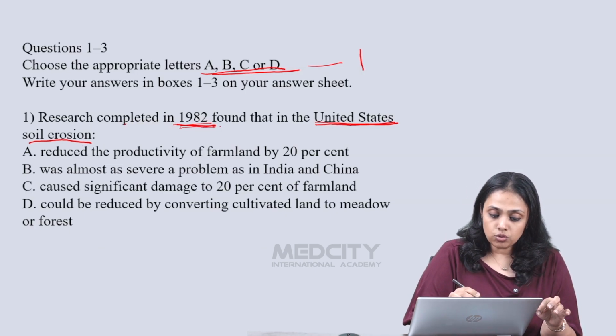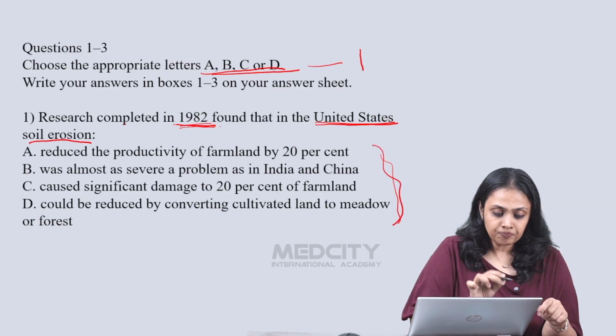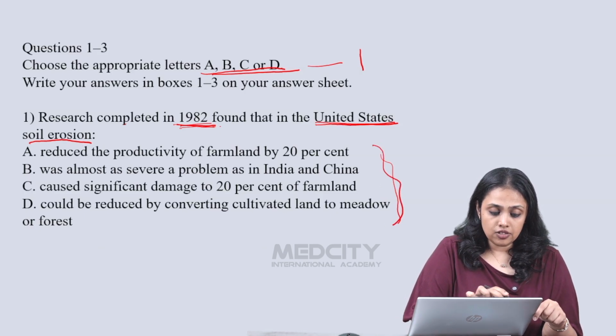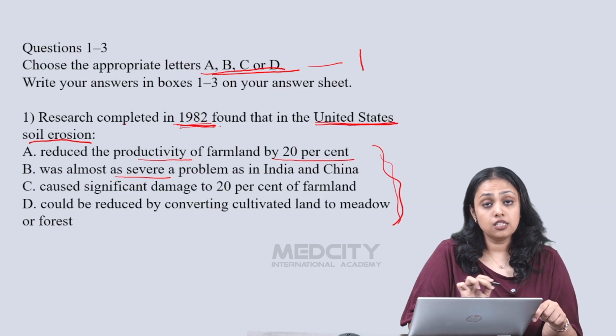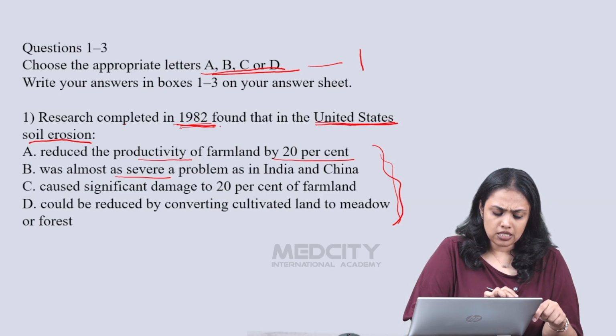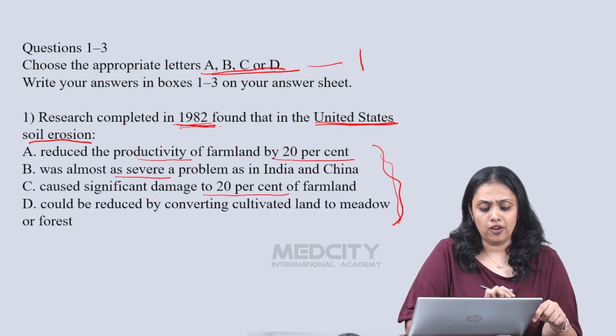And we have to quickly go through the options. What does option A say? The research found out that it reduced the productivity of farmland. Productivity was reduced by 20%. Then option B says that the soil erosion in the US was almost as severe as in India and China. Then option C says it caused significant damage to 20% of the farmland.